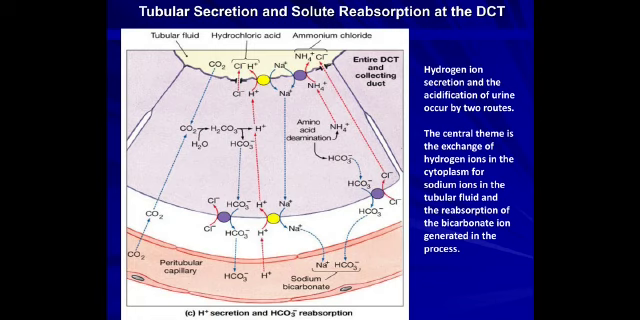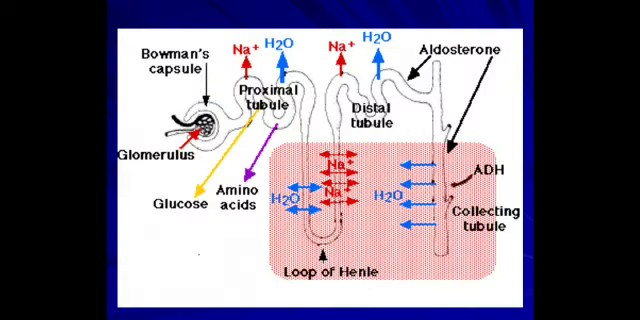So hydrogen ion secretion and the acidification of urine occur by two routes. The central theme is the exchange of hydrogen ions in the cytoplasm for sodium ions in the tubular fluid, and reabsorption of bicarbonate is generated in the process. So the hydrogen ion is secreted. So this is how the sodium hydrogen exchanger works, and the total processes which happen in the whole nephron.